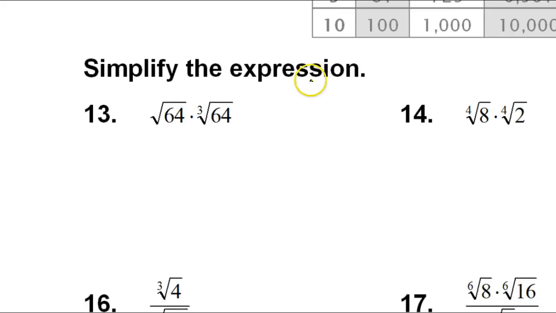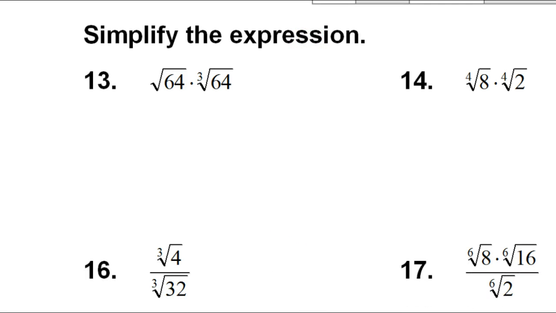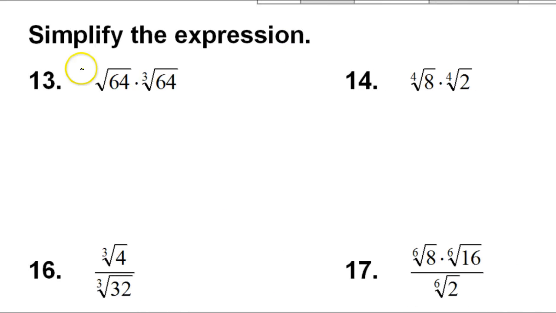Number 13. All right, we got simplifying to do. Well, let's see. What's the easiest way to do this? The bases are the same. All right, well, these are both doable.